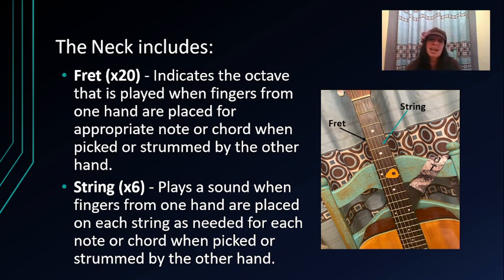And then we have 6 strings, and those are played for a sound when the fingers from one hand are placed on each string as needed for each note or chord. And then you pick at the bottom with the right hand, if you're a right-handed player like myself. Now you'll notice that there's 6 of those strings, and they go from the left side of the neck all the way to the right side.